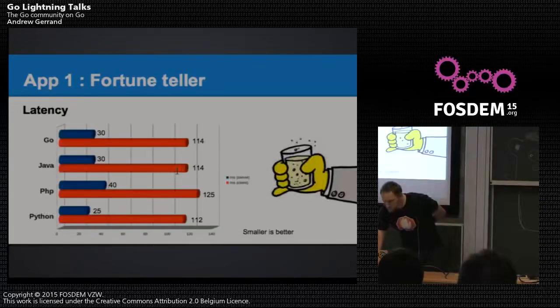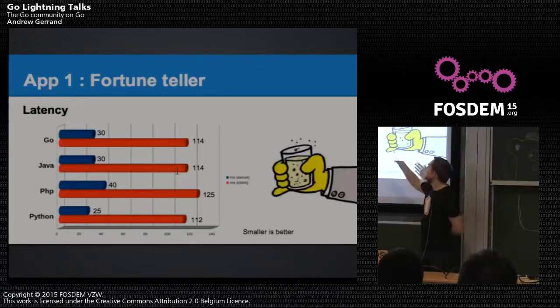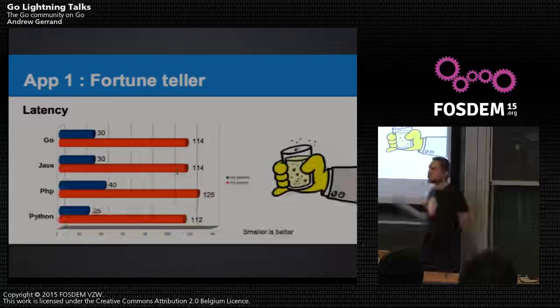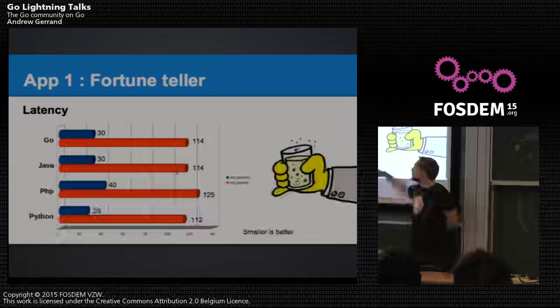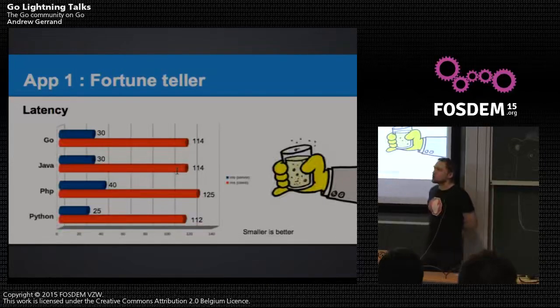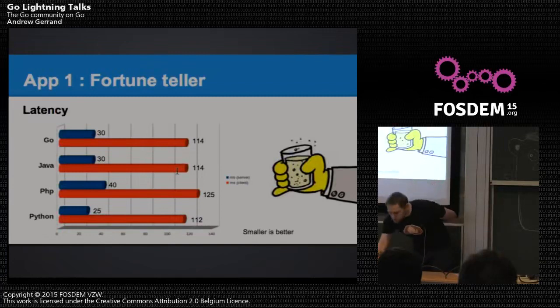So I get a latency of about 30 milliseconds as measured in the Google Developer Console, that means server side, and like 100 milliseconds measured by my injectors, client side. And there's not a huge difference between the four languages. Okay, let's skip that.